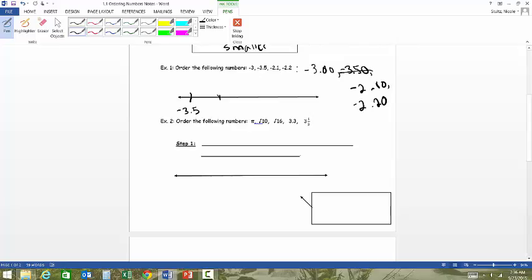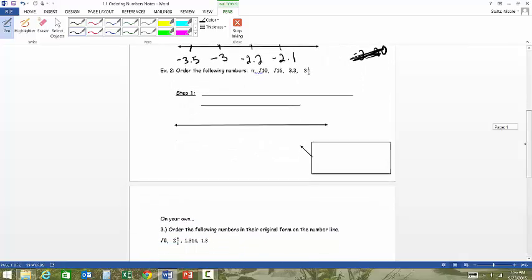And I like to cross them off my list. The next biggest negative number is -3. We'll cross that off. And then it would be -2.2. And last, -2.1. So that one wasn't too terrible.